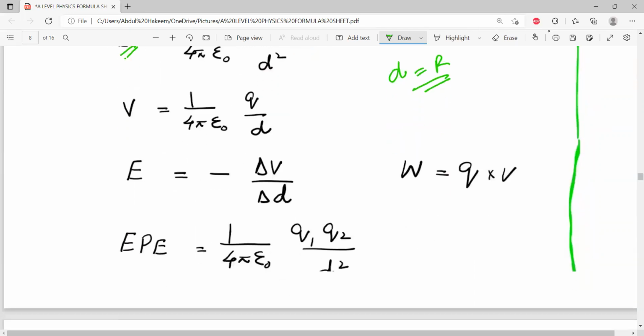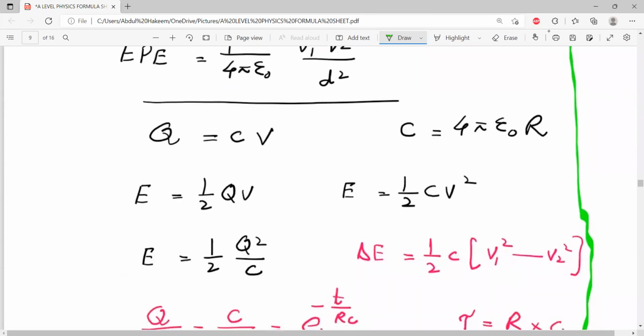Then electric field strength is equal to minus delta V over d. Delta V means the potential difference divided by change in distance. Work is equal to charge multiplied by voltage. That's why the electric potential energy is 1 over 4 pi epsilon naught q1 q2 over d.